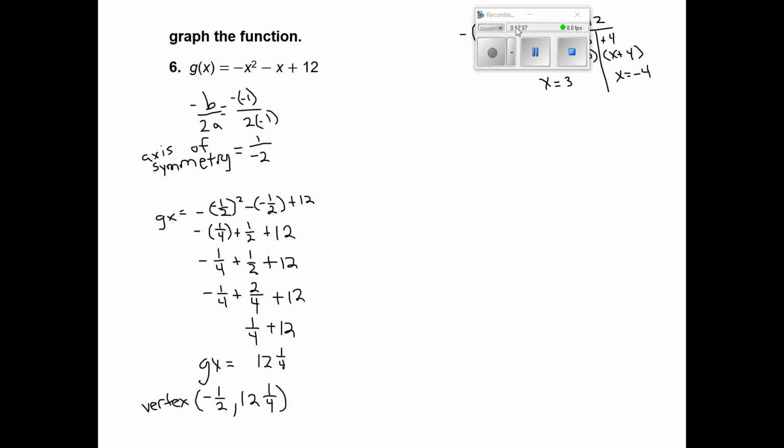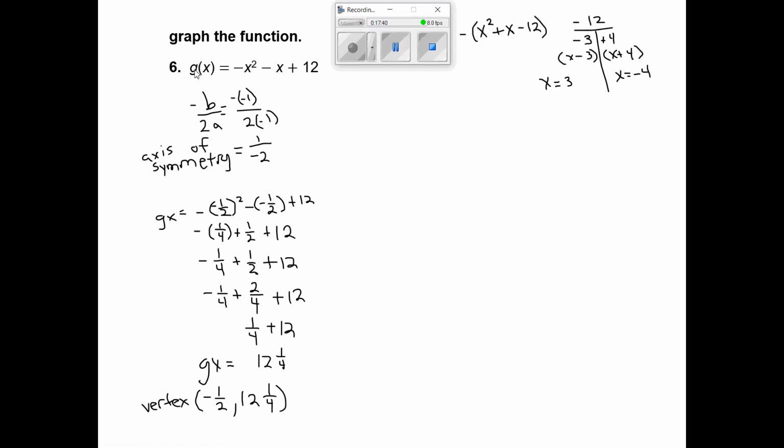Graph the function. I showed the work over here to get it quicker. g of x equals negative x squared minus x plus 12. Once again, I'm using my formula for my axis of symmetry, negative b over 2a. This time b will be negative 1, because if there's nothing, there's at least a 1 there. And a will also be negative 1. So negative b is 1, and 2a is negative 2. My axis of symmetry is negative 1/2.